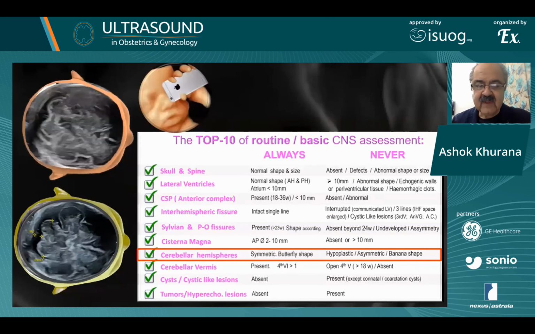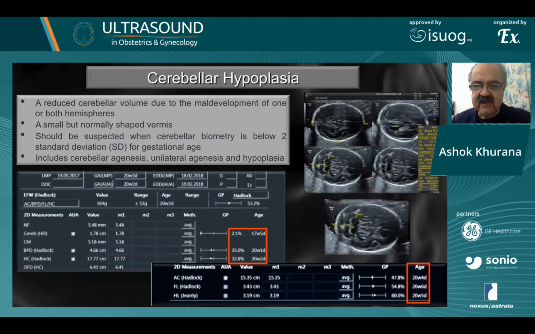More importantly, we do understand that it is an integral part of the checklist for assessment of the fetal brain at the mid-trimester anomaly scan. Now, it is actually a surrogate marker for cerebellar hypoplasia, which refers to a reduced cerebellar volume due to the maldevelopment of one or both hemispheres. The vermis is small, but completely normally shaped, and the condition should be suspected when cerebellar biometry, which is the transverse diameter, is below 2 standard deviations for gestational age. And it includes cerebellar agenesis, unilateral agenesis, and hypoplasia.